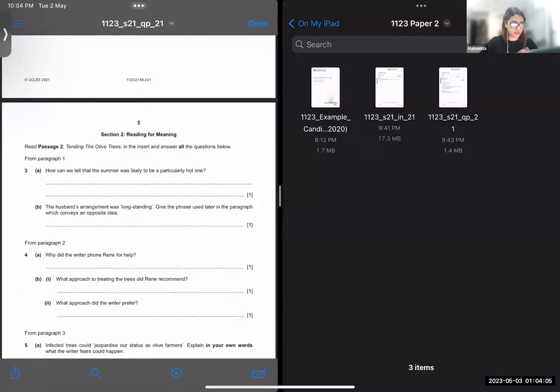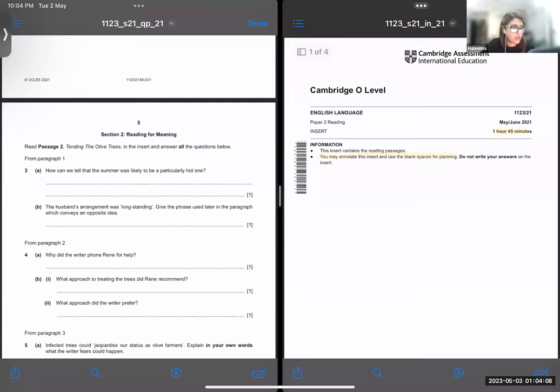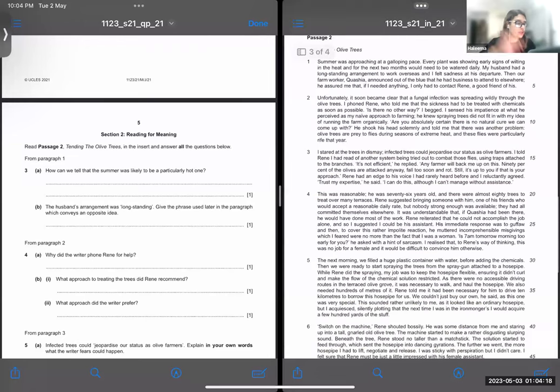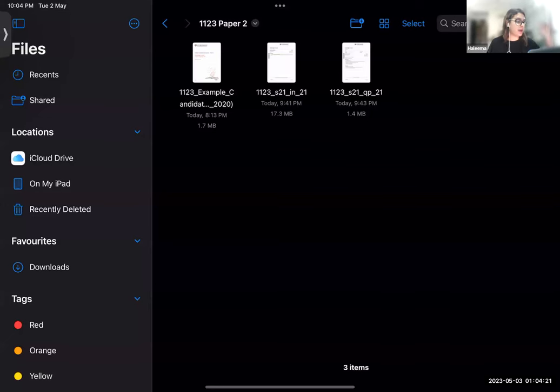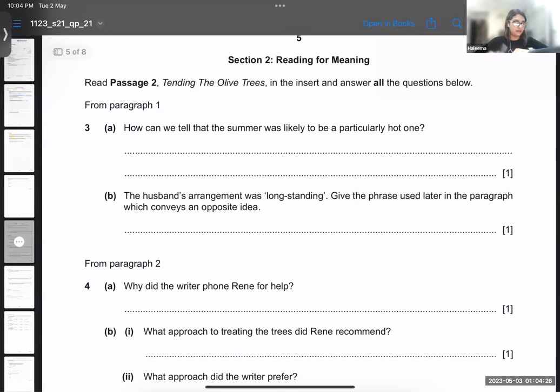All right, so that's the insert. This is the second passage. I'm going to zoom into the question and then go over the passage and where we can find this answer itself. For example, the first one is from paragraph one. One thing that is good about this section is that they already tell you what part of the passage they're testing you on. So you can read the questions for passage one, go back to passage one, look at that, come back to the question, read that, go back to passage two. That's one way you could go about this.